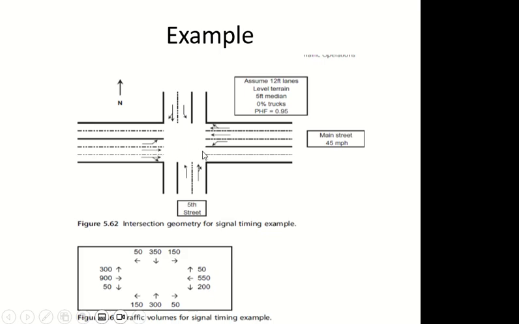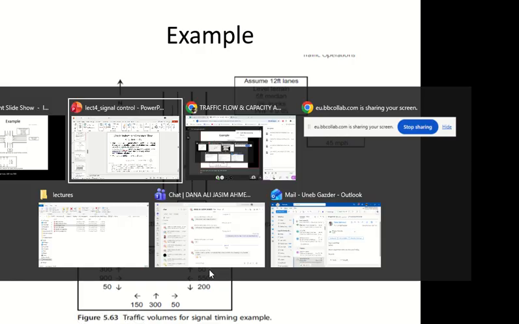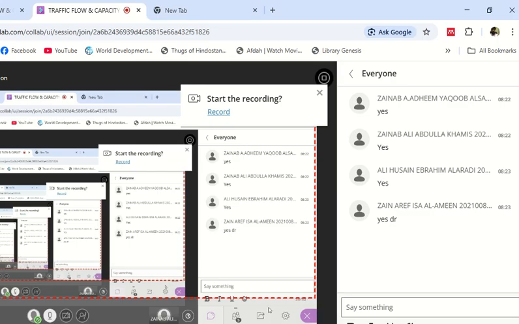What we do is we multiply the left turning with the opposing volume, so this one. Sorry, not straight. We multiply the left turning with the opposing volume. So 300 by 550 plus 50 is 600, and then we do it for the other side, 200 into 950. Let us do that first.